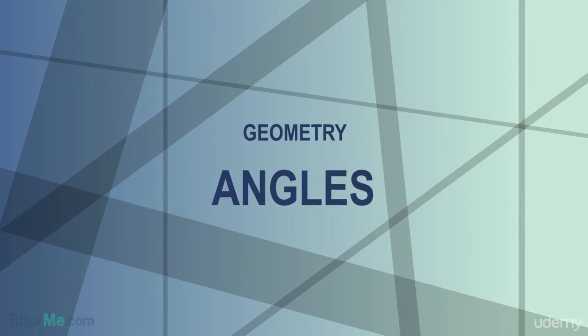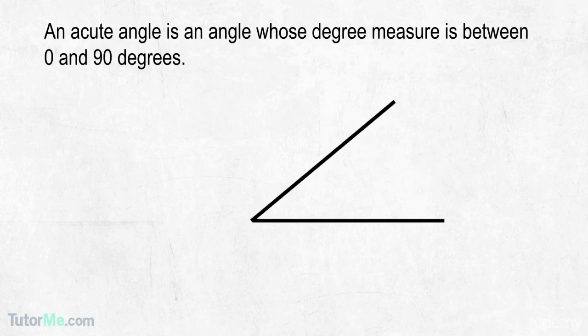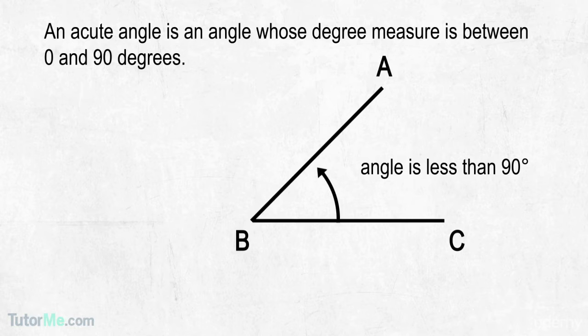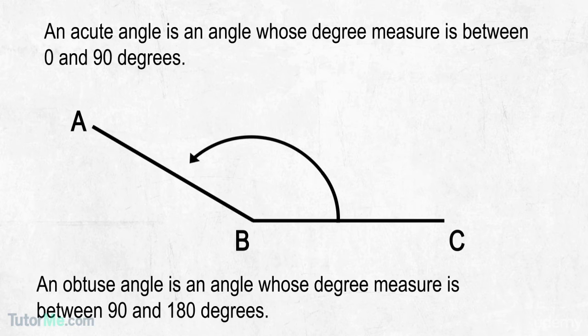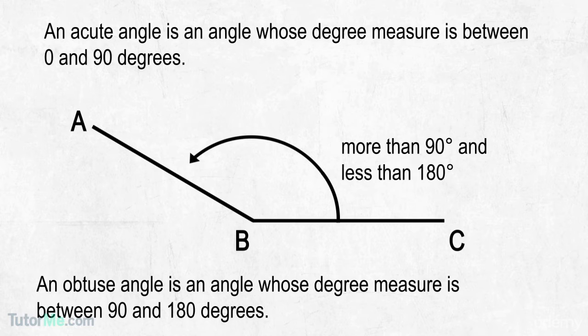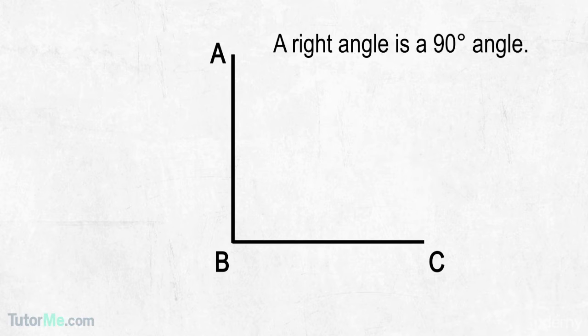Let's discuss the basic labeling of angles. An acute angle is an angle whose degree measure is between 0 and 90 degrees. An obtuse angle is an angle whose degree measure is between 90 and 180 degrees. Right in the middle of the two is a right angle, an angle that measures exactly 90 degrees.